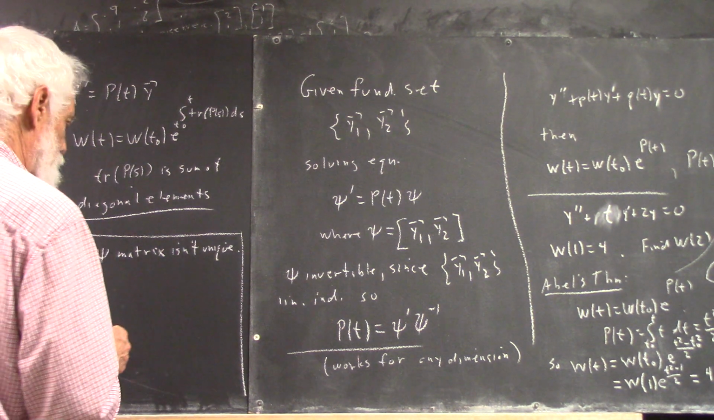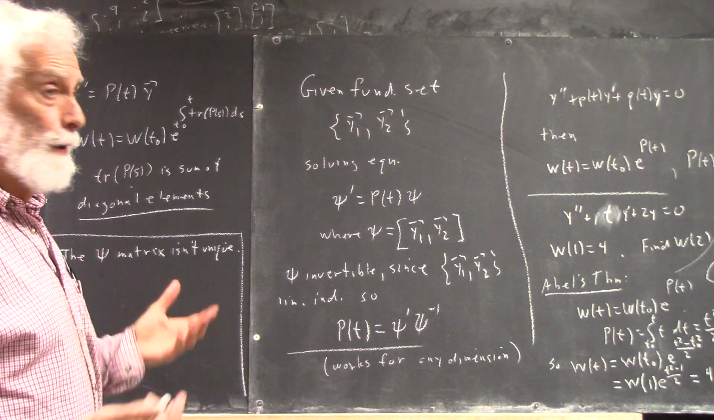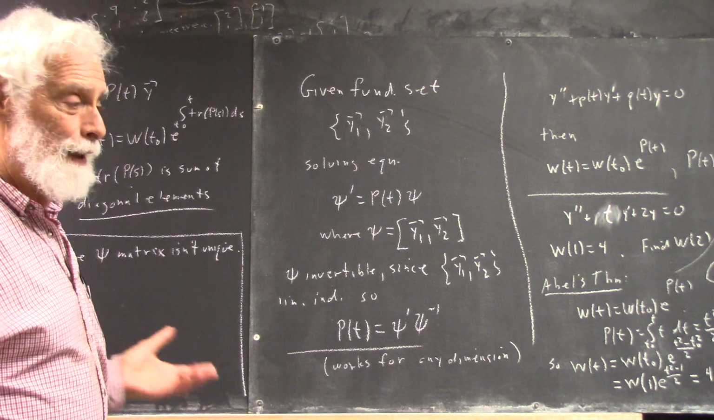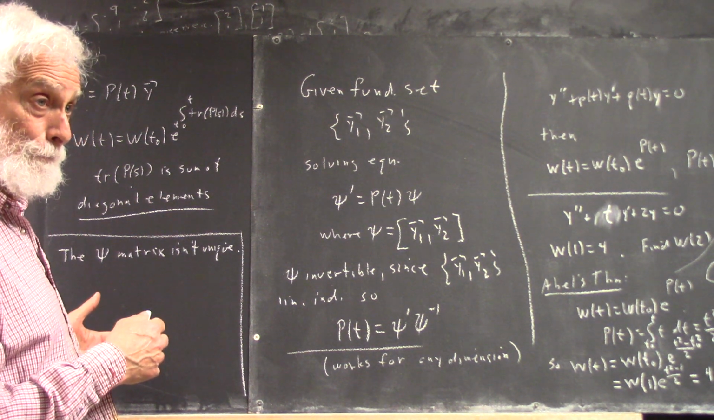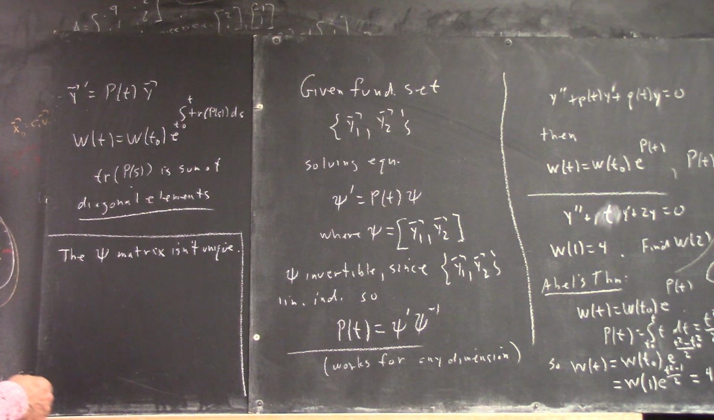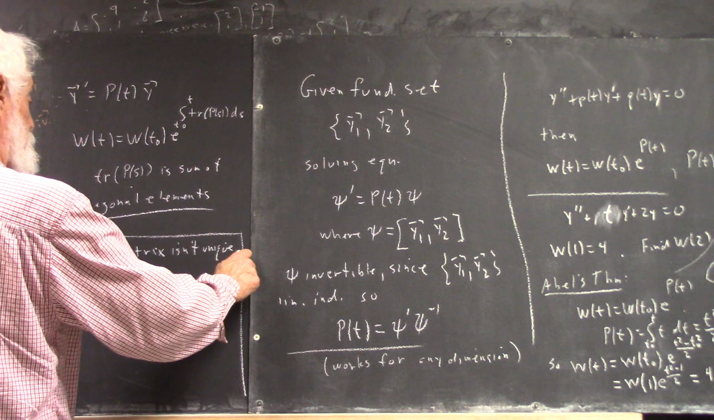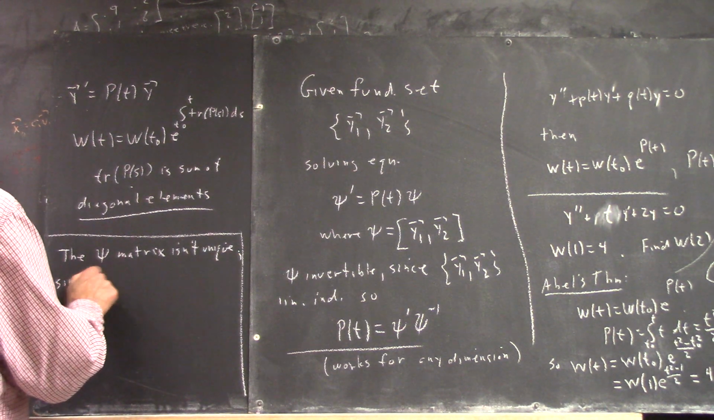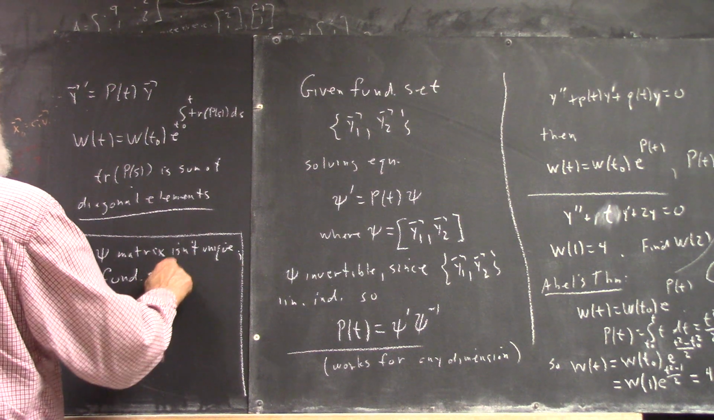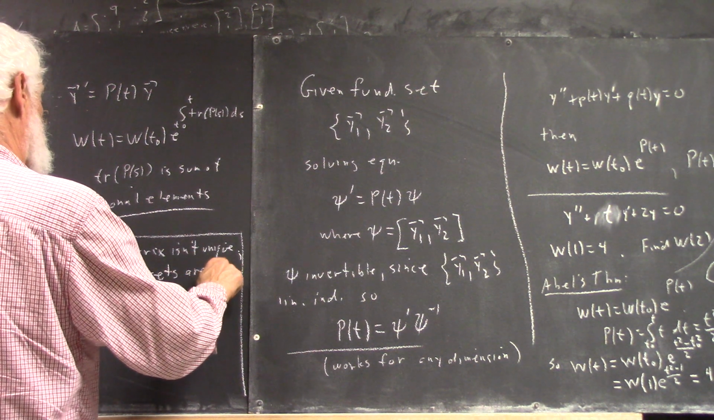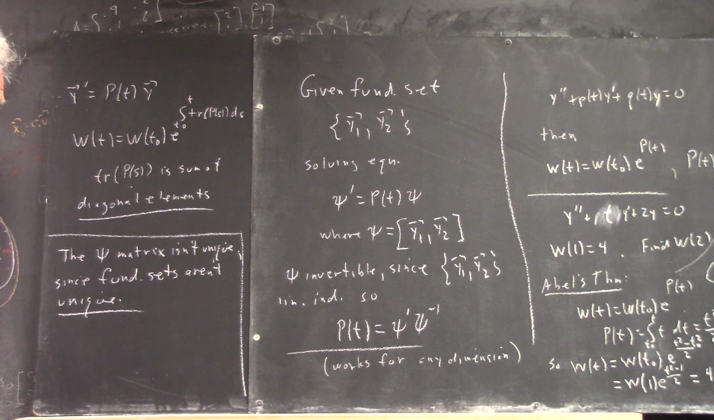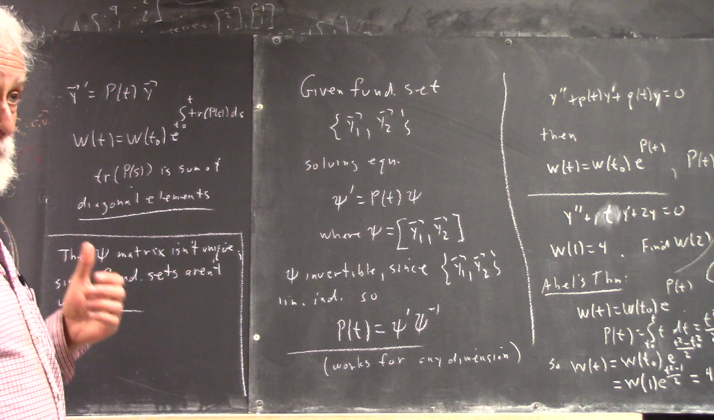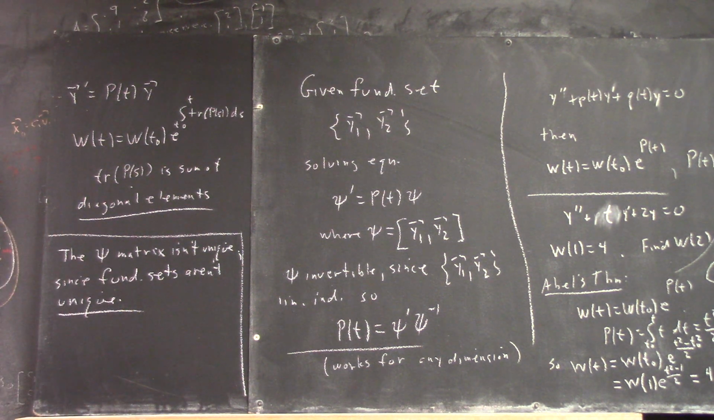Well, let's go one statement at a time. One fundamental set's related to the other by a simple matrix, because anything in a fundamental set's a linear combination of things in any other fundamental set, right? So we want to get that idea. Psi matrix isn't unique, since fundamental sets aren't unique. I shouldn't have to say any more than that, and what I've already said.